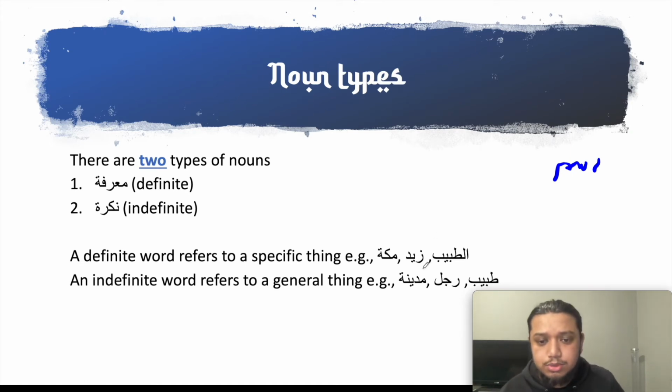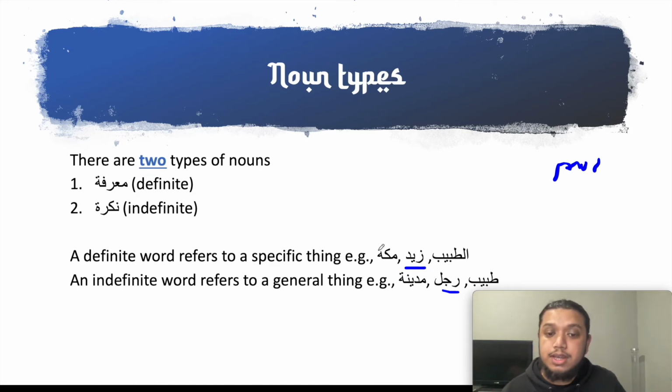Likewise, if we look at the example here, Zaid. Zaid is the name of a person. So if I say to you, I just had a chat with Zaid, you know I'm referring to XYZ person. As opposed to rajul, which is an indefinite word, it means man. If I say to you, I spoke with a man, it can be any man. But if I say to you, I spoke with Zaid, you know who I'm speaking to.